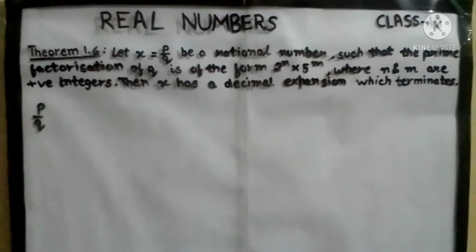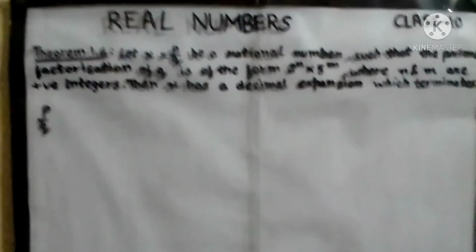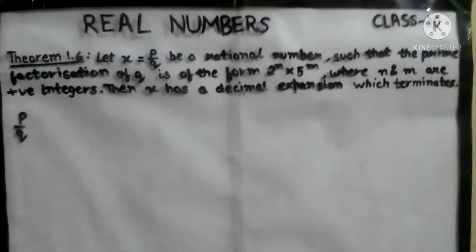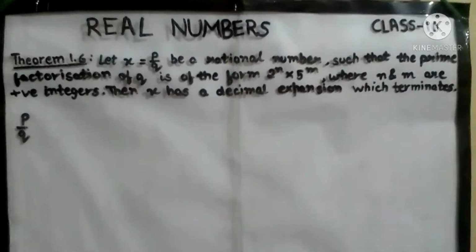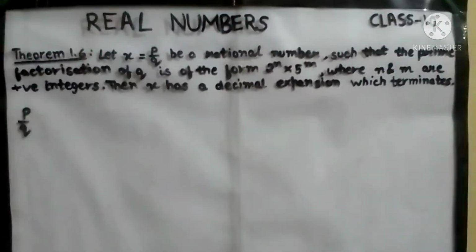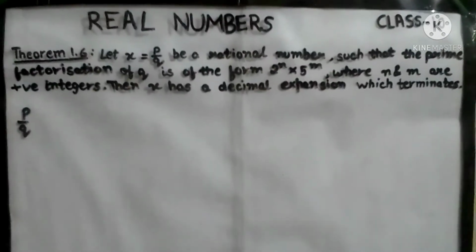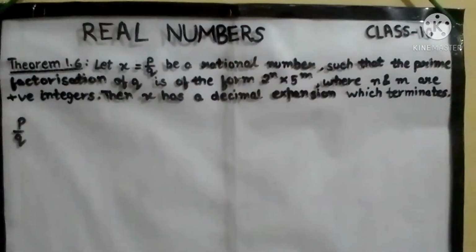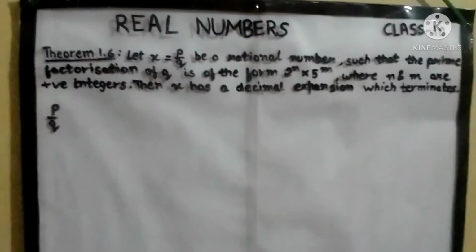What are terminating decimal expansions? I have explained in the last video. You can go there and watch. This theorem is the converse of Theorem 1.5, where we proved that if a number has a terminating decimal expansion, then the prime factorization of q is in the form of 2^n into 5^m. Here we have to prove that it has a terminating decimal expansion.